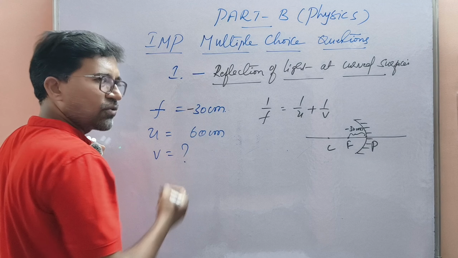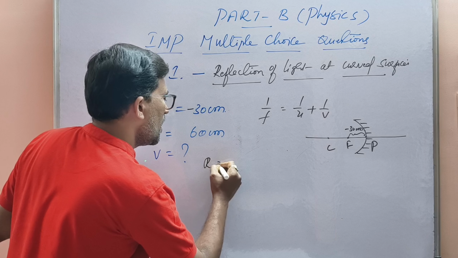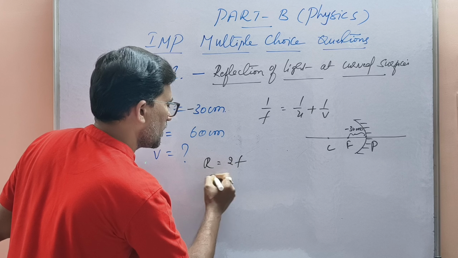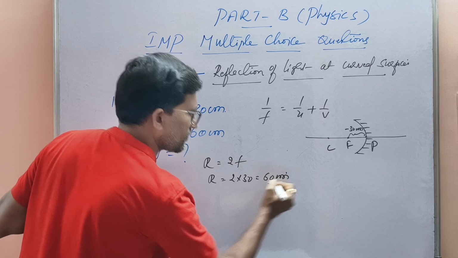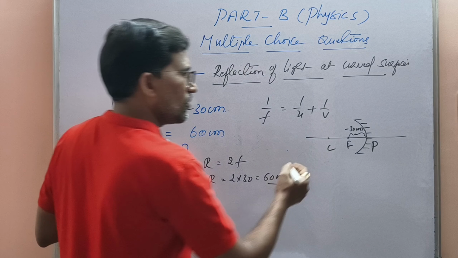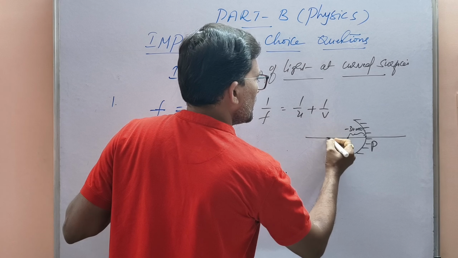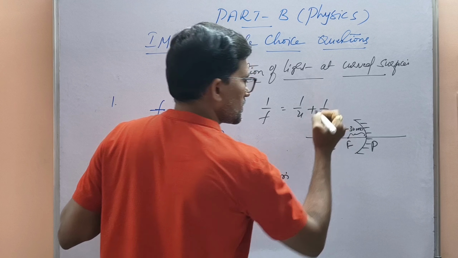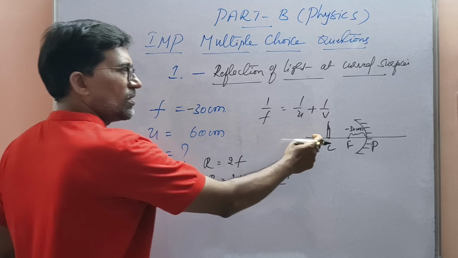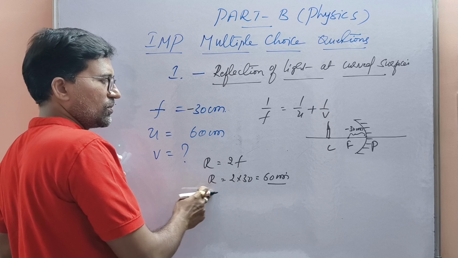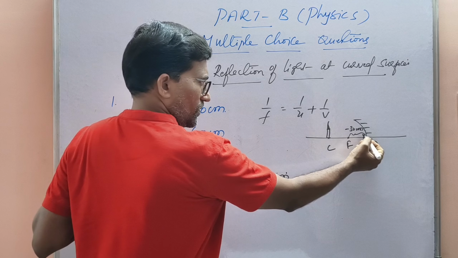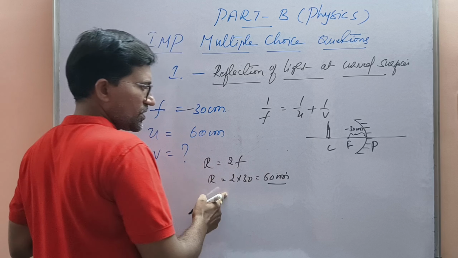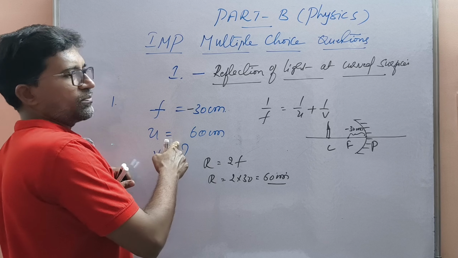Based on the focal length, the radius of curvature is R is equal to 2f. R is equal to 2 into 30, nothing but 60 centimeter is the radius of curvature. Nothing but the object is placed at C. Here the object is placed. At C the object is placed because the radius of curvature R is equal to 60 centimeter, from here to here.